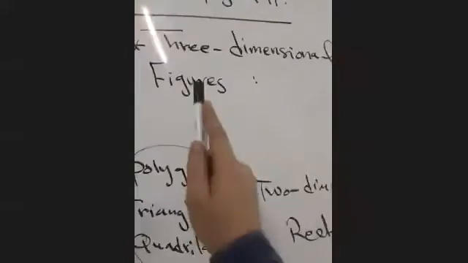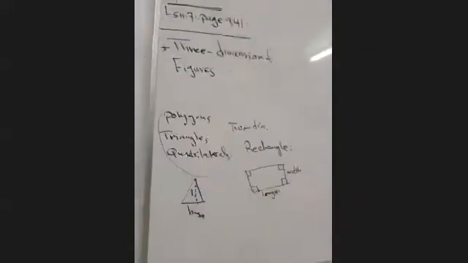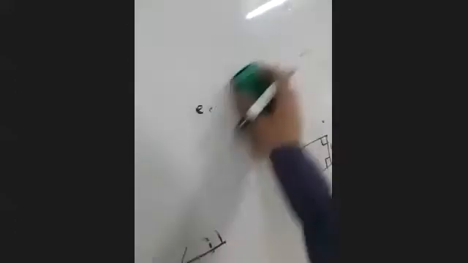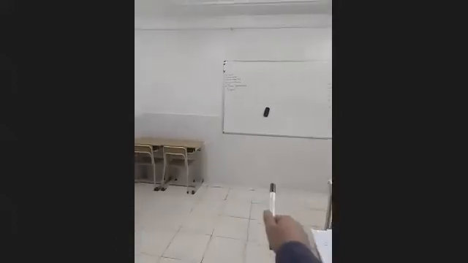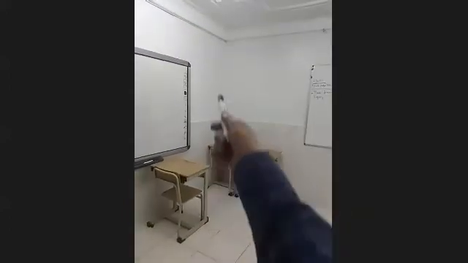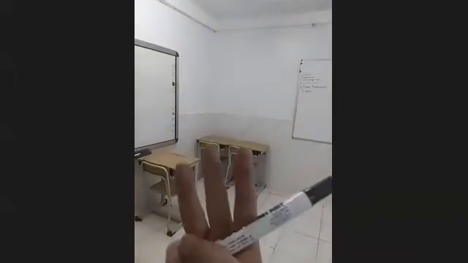But our lesson here is three-dimensional figures. What is a three-dimensional figure? Now, I think you are sitting inside a room, right? Like this room, guys. Focus here, please. This room is a three-dimensional figure. This line we call the length of this room. This line here, we call the width of this room. And this line here, we call the height of this room. So we have three dimensions: length, width, and height.